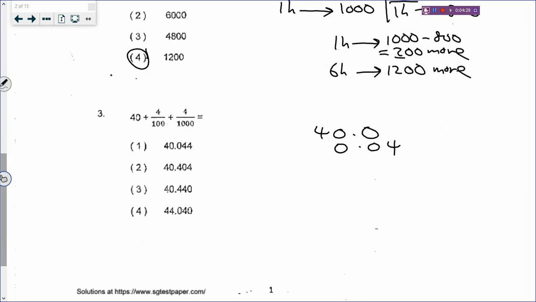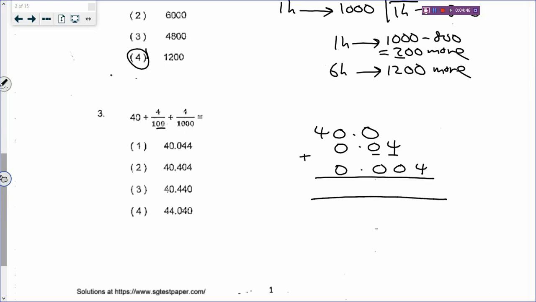0.04. Alright, hundreds have 2 zeros, so your decimal must have 2 decimal places. That's why you can see 2 decimal places. And then your 4,000 must have 3 decimal places. So that will be 0.004. And then you add them together.